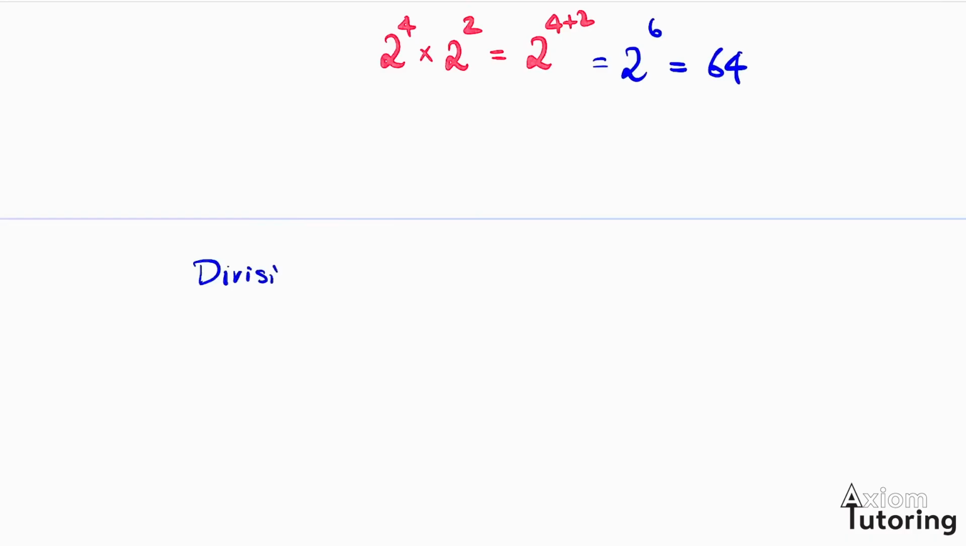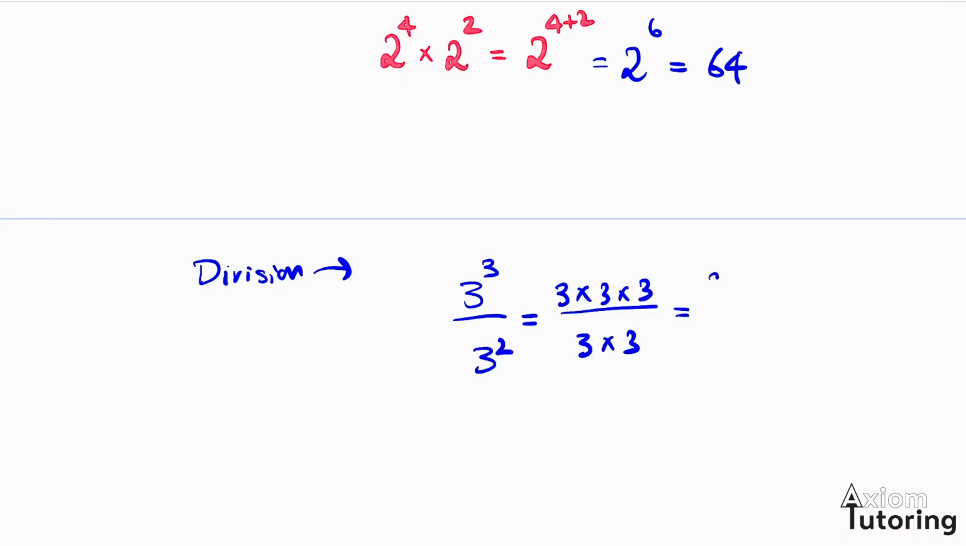What about division? Let's take 2 powers and divide them. 3 cubed divided by 3 squared. Again, we could do this the long way. We could do 3 times 3 times 3 divided by 3 times 3. 3 times 3 is 9. 9 times 3 is 27. In the denominator, 3 times 3 is 9. And that gives us 3.